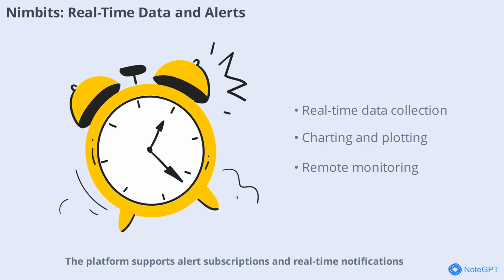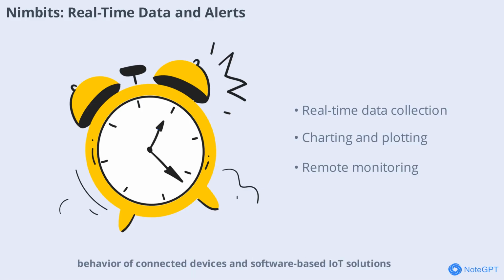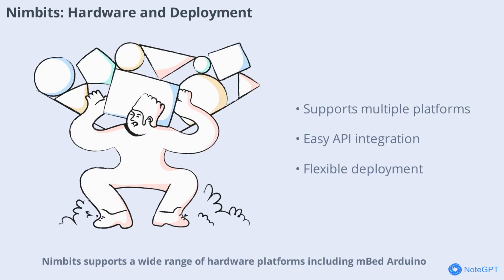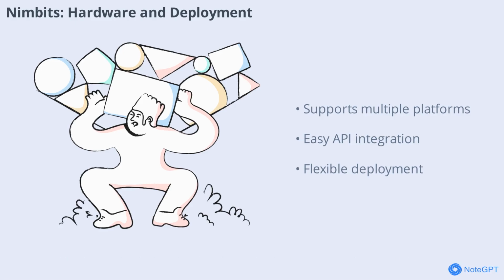The platform supports alert subscriptions and real-time notifications, creating streams of data objects that can be monitored and accessed from anywhere. This capability is essential for shaping the behavior of connected devices and software-based IoT solutions. NIMBITS supports a wide range of hardware platforms, including Mbed, Arduino, and Raspberry Pi. Its web service APIs are easy to implement on device hardware, enabling seamless data collection and transmission to the cloud. NIMBITS can be deployed on Google App Engine, J2E servers, Amazon EC2, or Raspberry Pi, offering flexible deployment options for diverse IoT environments.